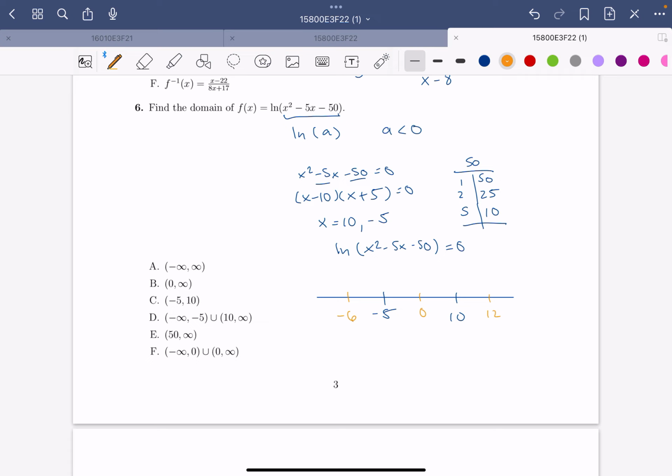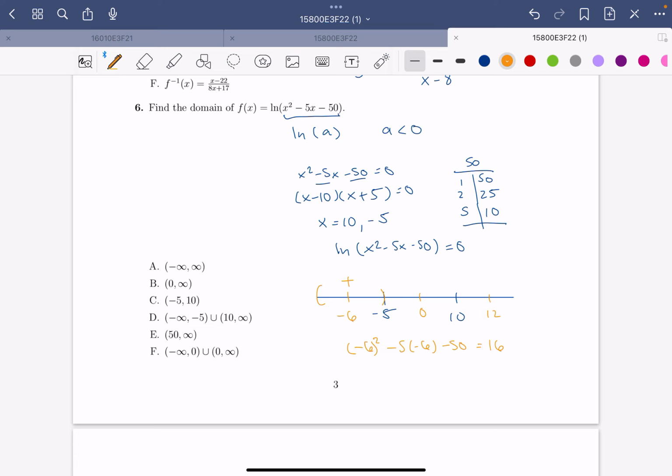With our handy dandy calculator, we can start with negative 6. So let's do negative 6 squared minus 5 times negative 6 minus 50. If I plug that into my calculator, 6 squared is 36 plus 30 minus 50 is 16. So this is positive. So this part will be part of the domain.